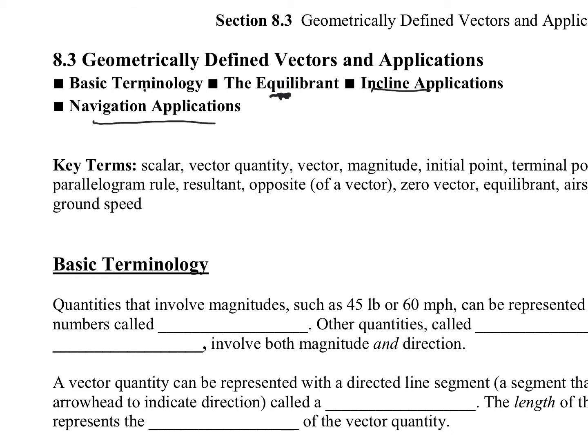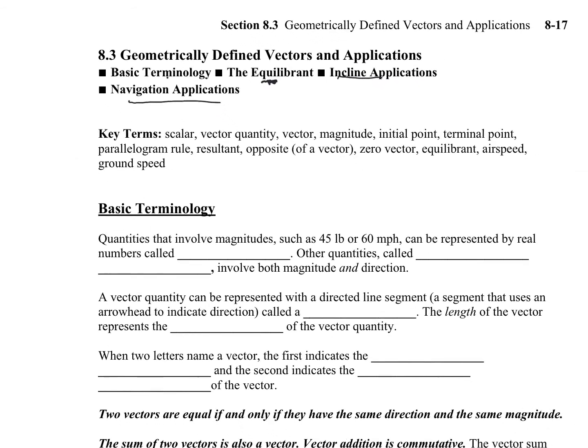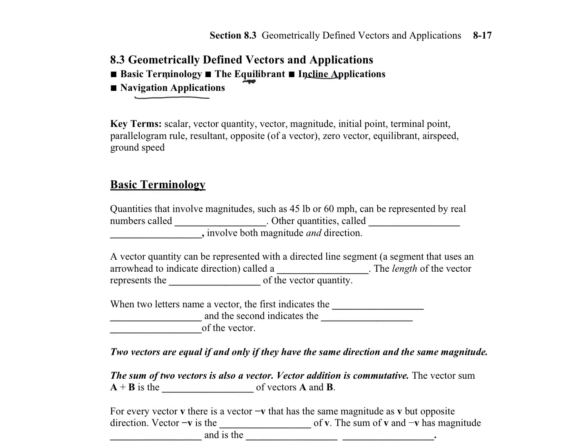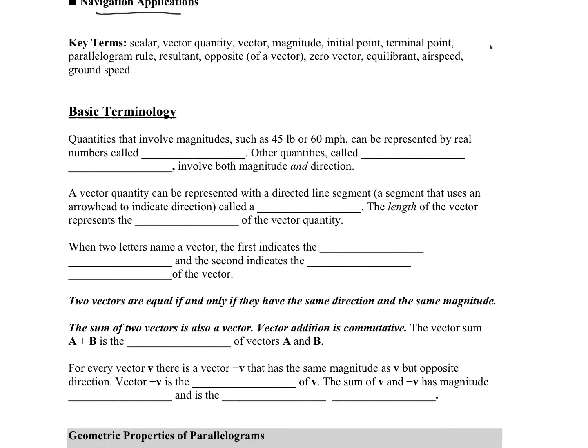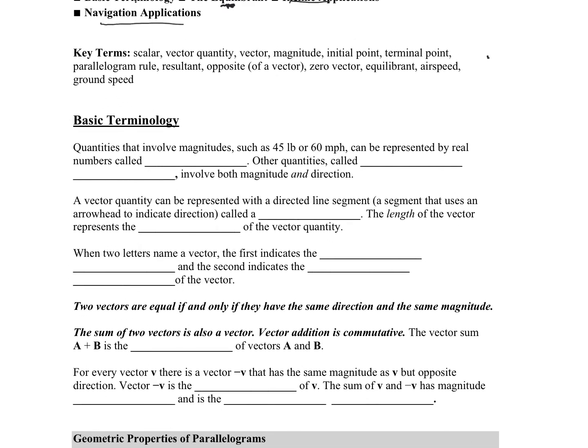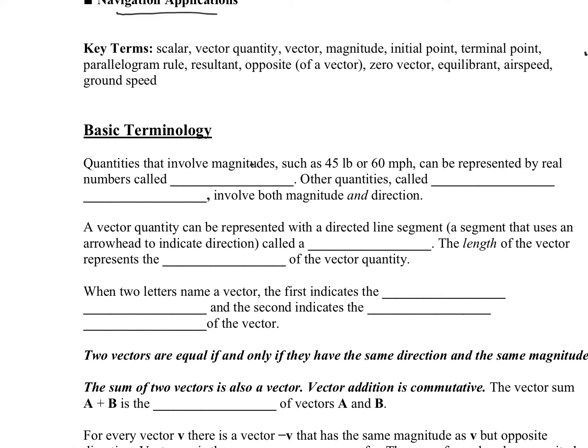plane moving. All right, let's see if we can fill in these blanks with as many of these vocabulary words that are up here. It's one thing to talk about the words, another thing to fill in a blank. Okay, quantities that involve magnitudes, such as 45 pounds or 60 miles per hour, can be represented by real numbers. We call those scalars.